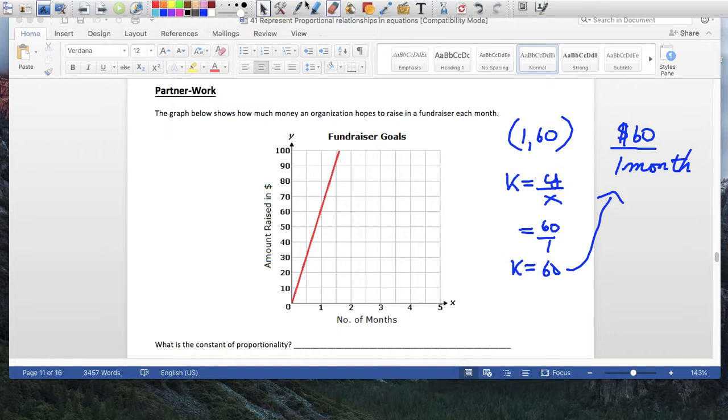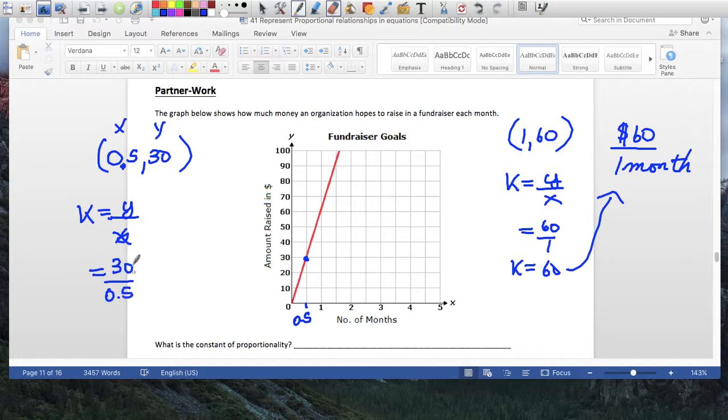It doesn't matter what point you would take. So let me take another point just over here. This point would be 0.5 and 30. So the point 0.5 and 30, let's see if I get the same thing. If I did k equals y over x, with y being 30 and x being 0.5, and if I divide 30 by 0.5, I would get 60. So again, you can see that the k, the constant of proportionality, is the same.